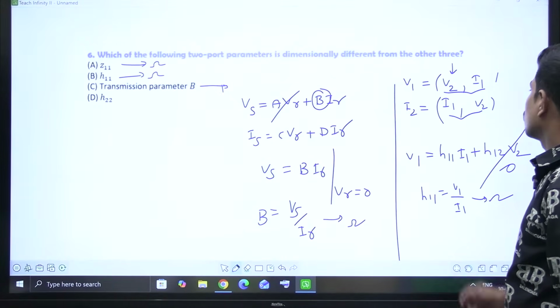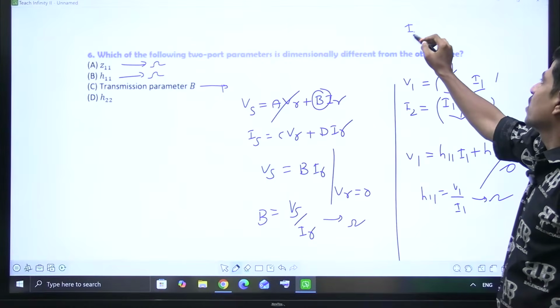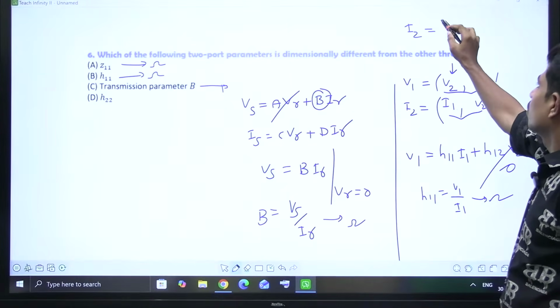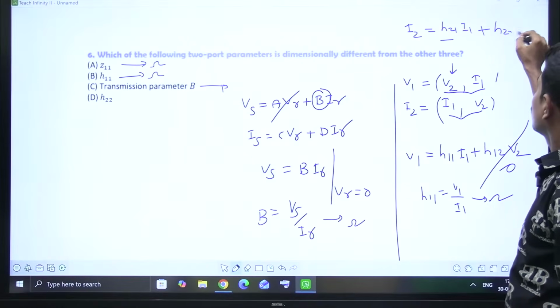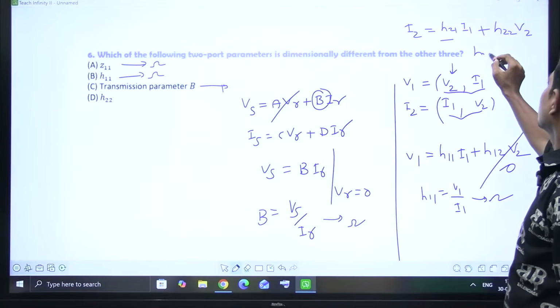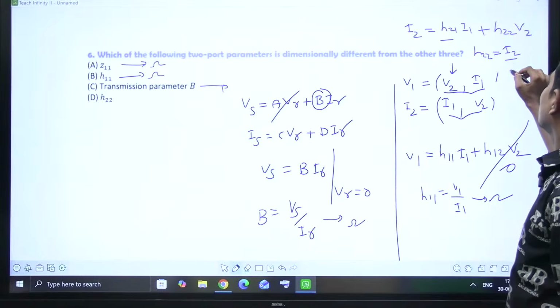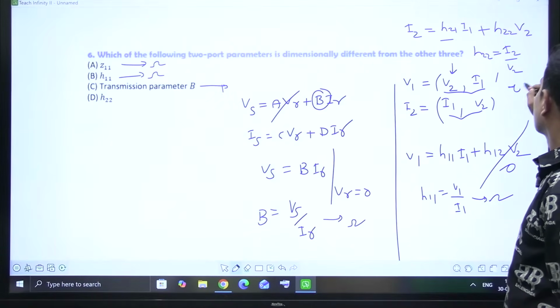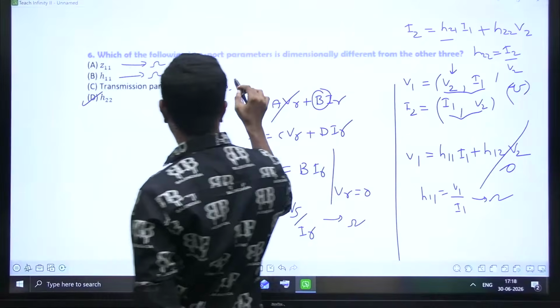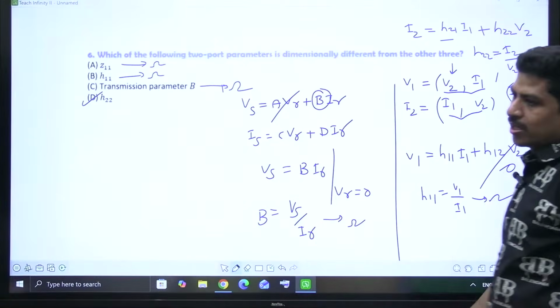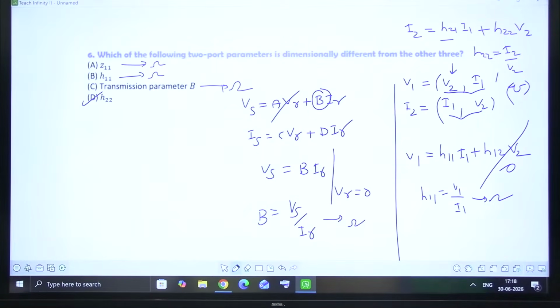Now, what is H22, sir? I2 is equal to H21 I1, where H21 is dimensionless, plus H22 V2. So H22 will be I2 by V2, which is mhos or Siemens. So this is our answer. All these three have ohms, but the last option D does not have ohms. It has the units of mhos, right?